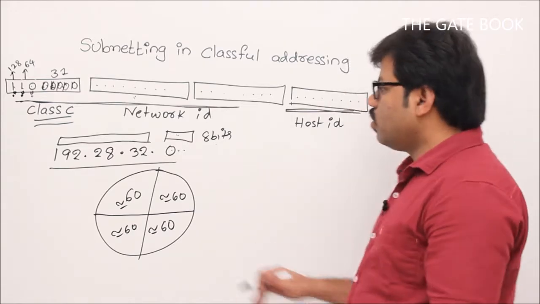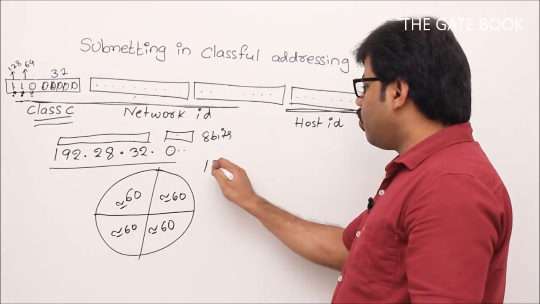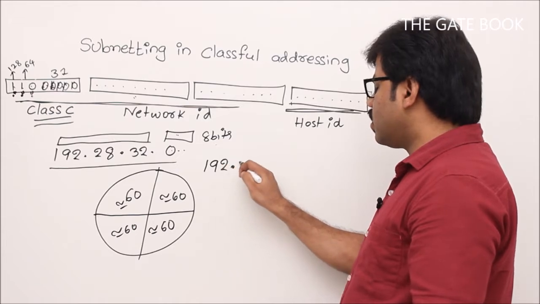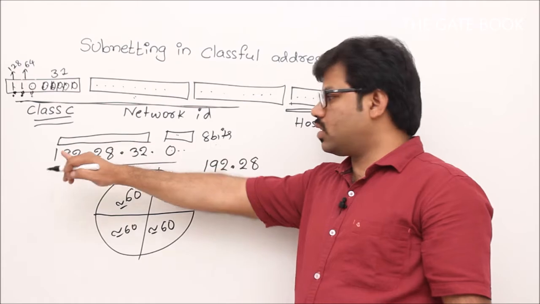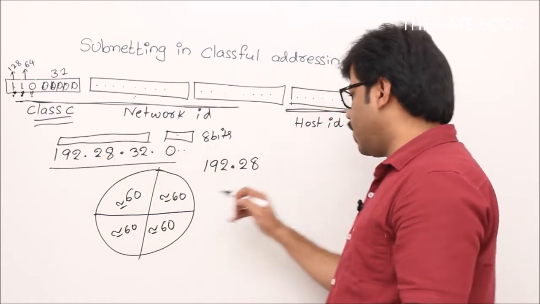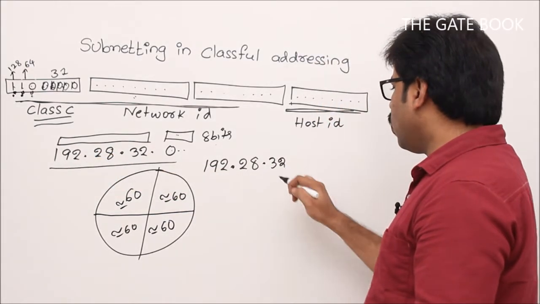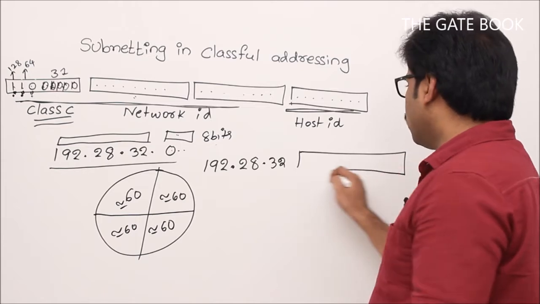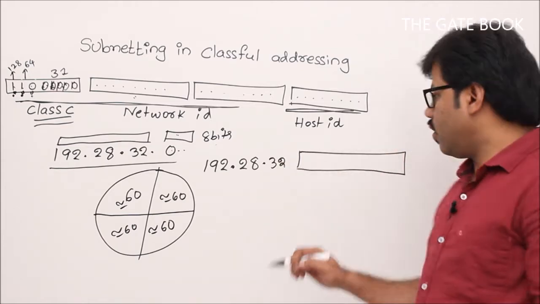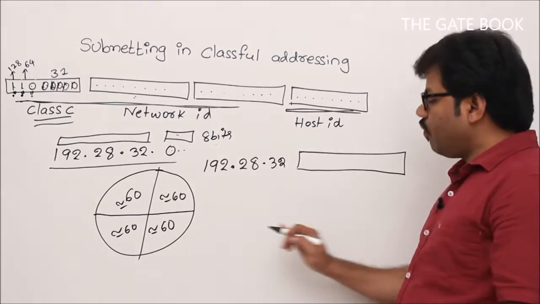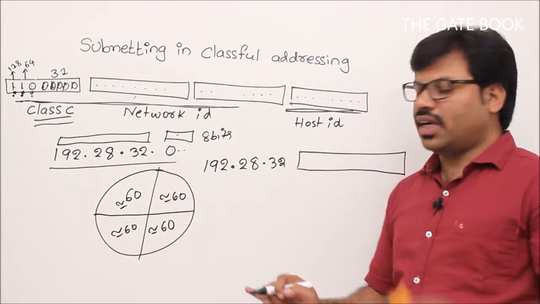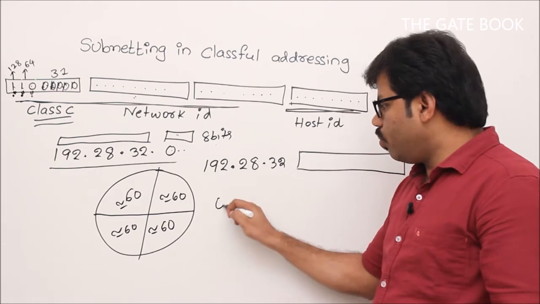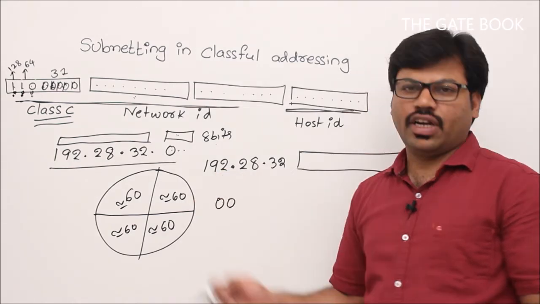Let's do that. We cannot disturb 192, we cannot disturb 128 or 32, because the authority gave us that pattern: 192 fixed, 128 fixed, 32 fixed. Only that last host part we can change. In the host part we can have anything, but if you want to systematically group them into 4 parts, then 2 bits are required. So using 2 bits I am going to separate them into 4 networks.